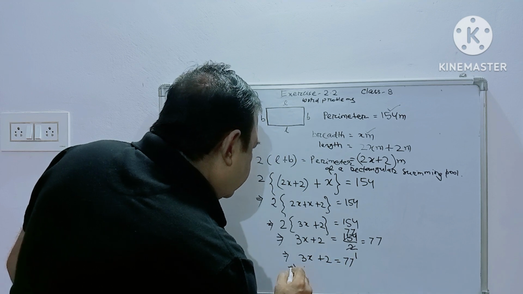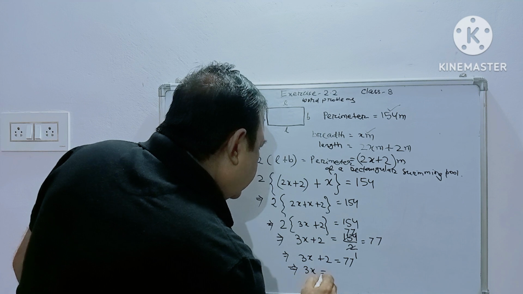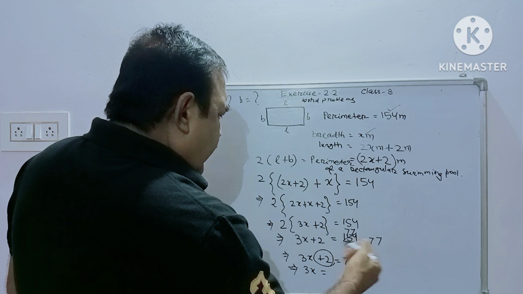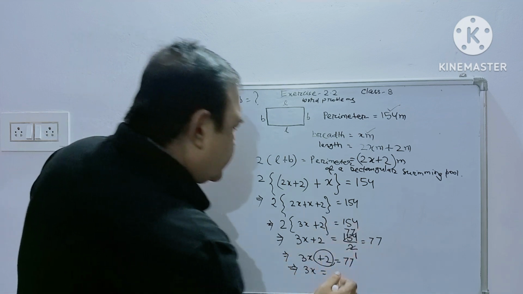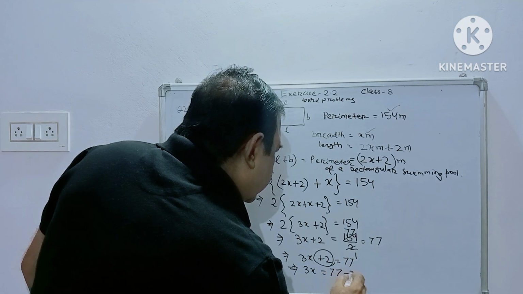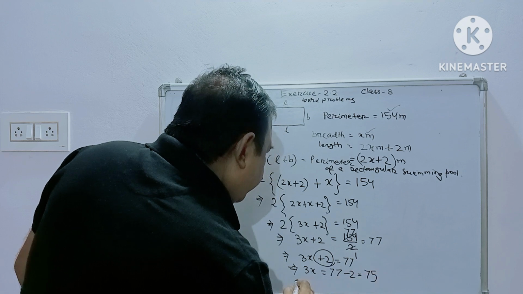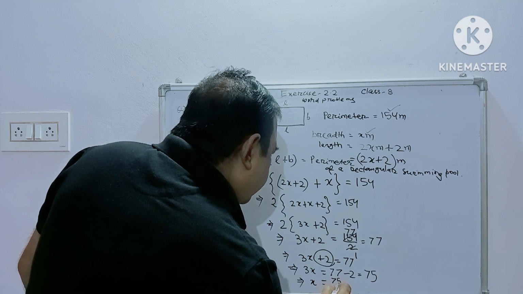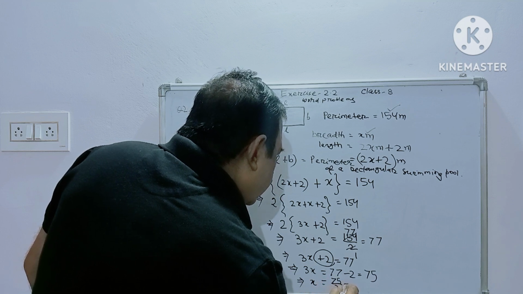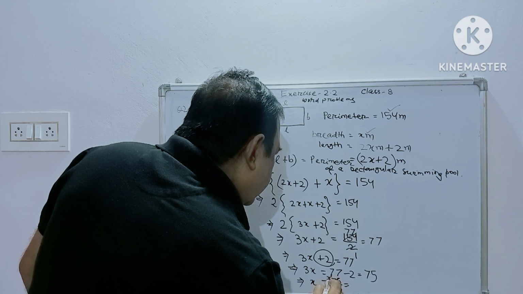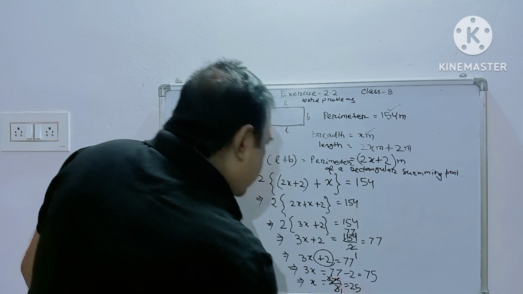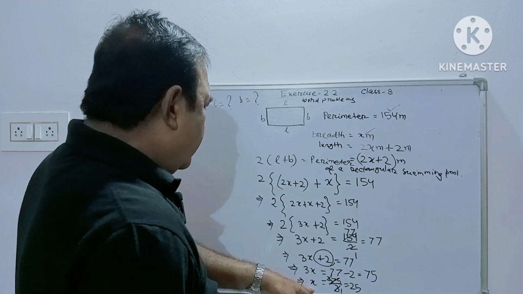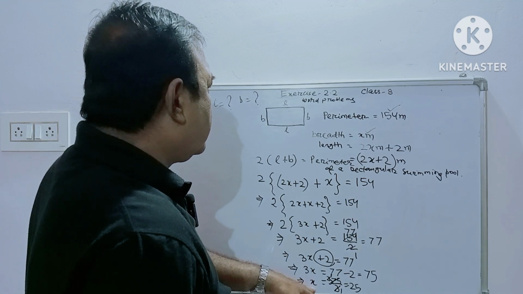That implies 3x is equal to, you transpose, here it is plus 2, so when on the right hand side you transpose plus 2, that will be minus 2. So 77 minus 2 is equal to 75. That implies x is equal to 75 upon 3, that is equal to 25. So we will write 25 here. We got the definite value of the variable x is equal to 25.